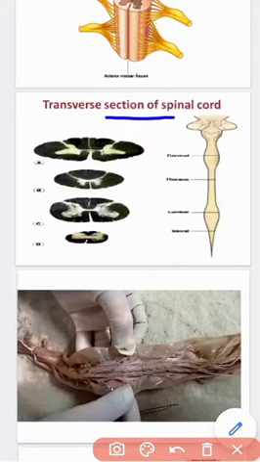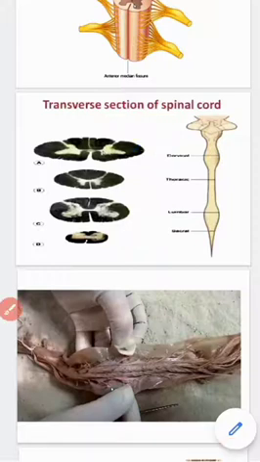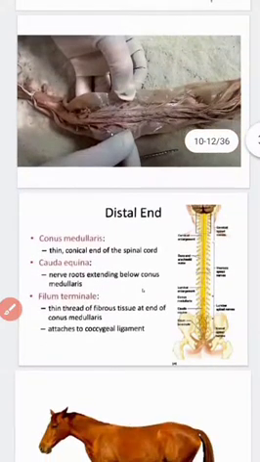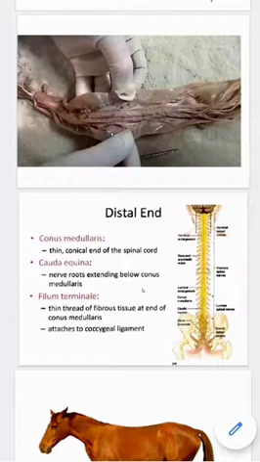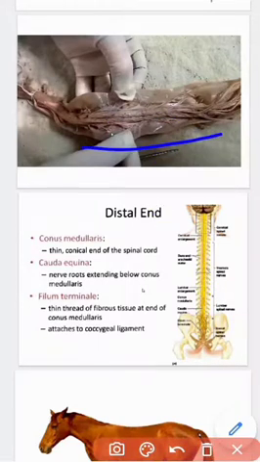And this is a transverse section of the spinal cord. Here you see the cervical and lumbar regions. These two regions are enlarged because the cervical region gives nerve fibers to the upper limb and the lumbar region gives fibers to the lower limb, so they are enlarged in shape. You can see it here. This is a dissection of the spinal cord.